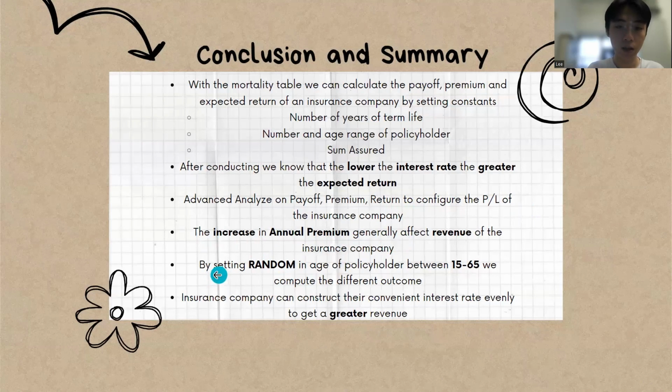Next is the simulation scenario we use. We set a random age from 15 to 65 on the expected return side, so we can compute different outcomes. The last one is that the insurance company can set a convenient interest rate to get a greater revenue. They can adjust which interest rate is most suitable and convenient to the policyholder in order to get revenue, while also getting the same volume of sales on the policy.